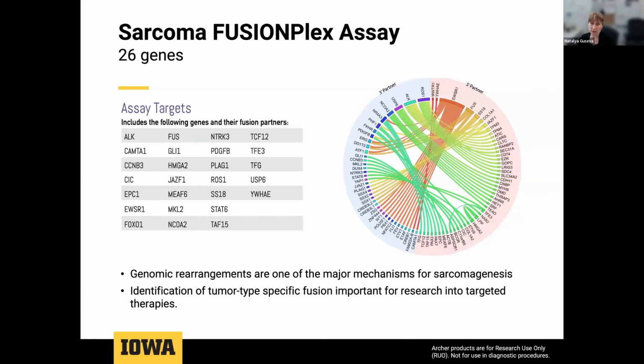Our first assay we evaluated was the sarcoma 26-gene panel, and we had a research sarcoma group which was highly interested in fusion detection in sarcoma. Genomic translocation represents an important aspect of sarcoma biology, and several gene fusions recur in specific sarcoma subtypes. Identification of tumor-type-specific fusions was important for research into targeted therapies.